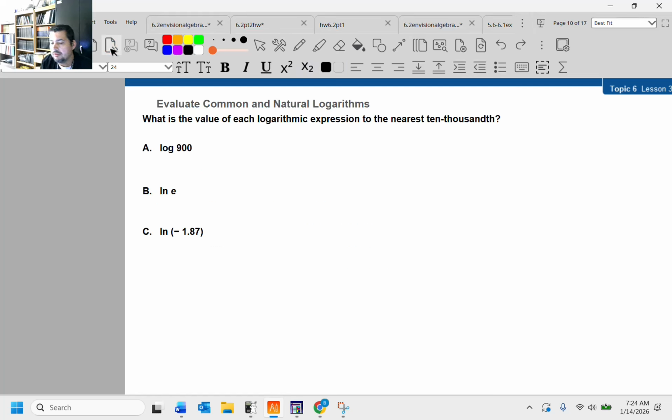All right, what is the value of each logarithmic expression to the nearest 10,000th? I want to remind you about what these things are asking, by the way. We have an understood base of 10. It says, what power of 10 is equal to 900? Everybody should know that it's between 2 and 3, because 10 squared is 100, 10 cubed is 1,000. So it does lie between those two numbers.